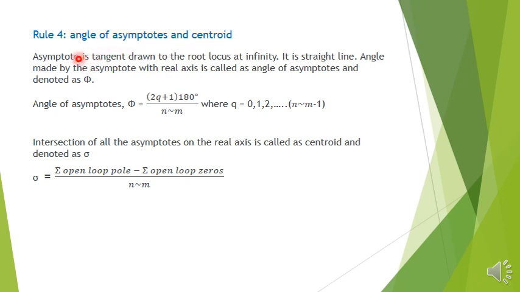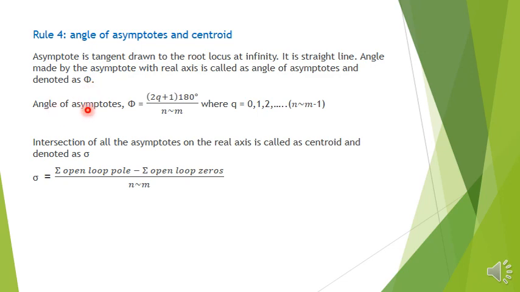Then the angle. Asymptote is a tangent drawn on the root locus at infinity. So whichever branch starts or terminates at infinity, to that branch we are drawing a tangent at infinity. That line is called an asymptote. It is a straight line. The angle made by this asymptote with the real axis is called the angle of asymptote.